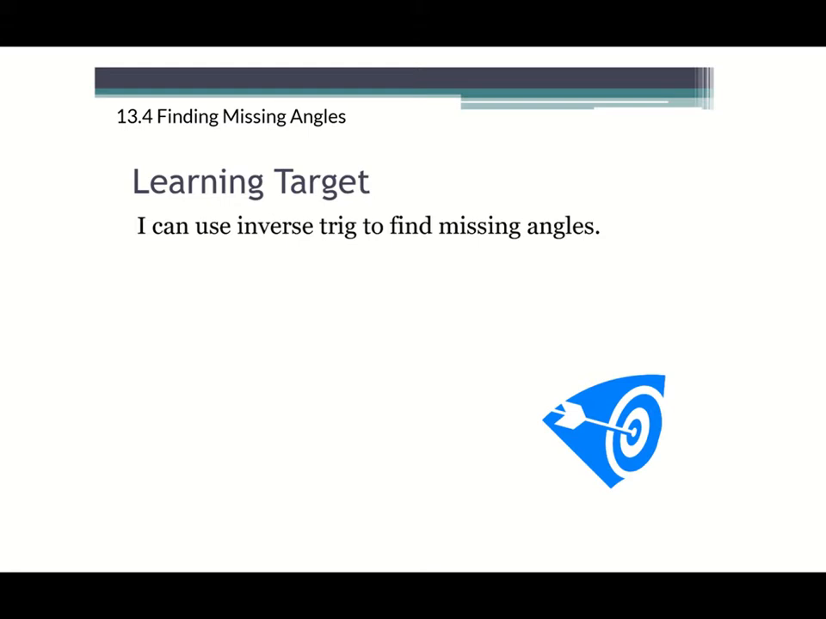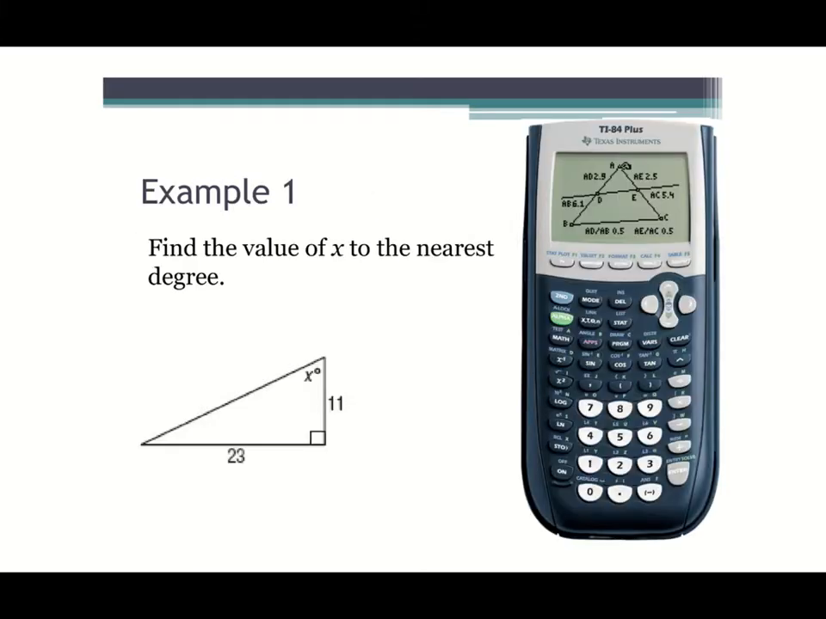the test on Thursday. So today in this video, we're going to be looking at using trig inverses, so the inverse of sine, cosine, and tangent, to find missing angles. All right, so in this lesson, we're going to go through two examples of finding the value of x to the nearest degree. So x in these examples are degrees. They're missing angles. So in order to do this, you are going to need a graphing calculator.